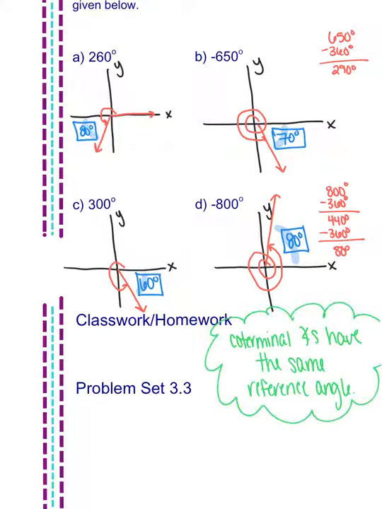But I want to know if the opposite is true. So I'm looking at A and D right now. A and D, 260 degrees and negative 800 degrees, they both have a reference angle of 80 degrees. But notice they are not coterminal angles. So while this statement that I've drawn in this cloud here is true, the reverse of that statement is not true. If you have two angles that have the same reference angle, that doesn't necessarily mean they're coterminal, because those terminal sides could lie in different quadrants.